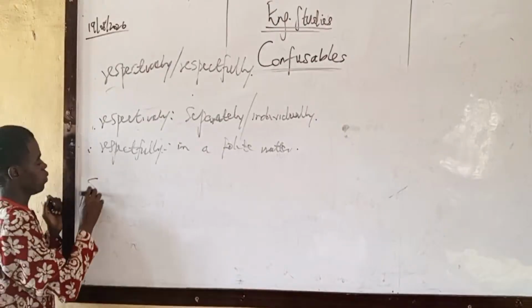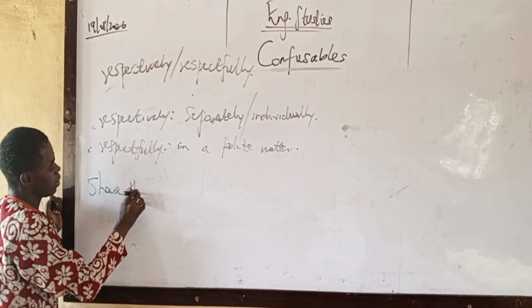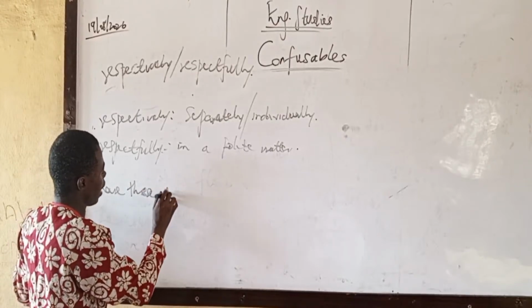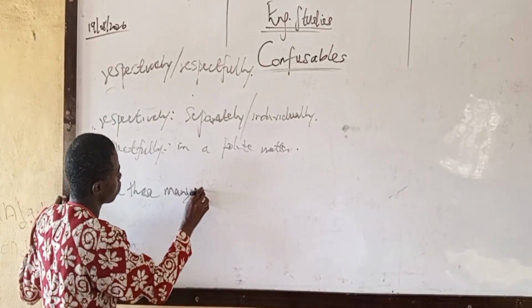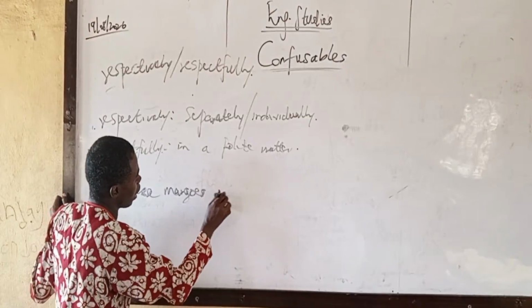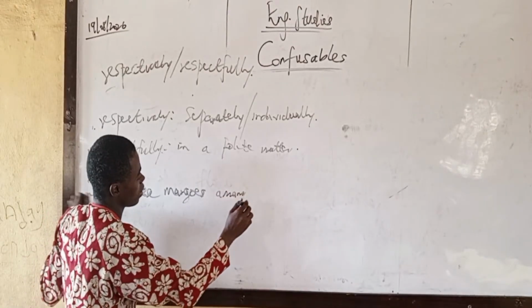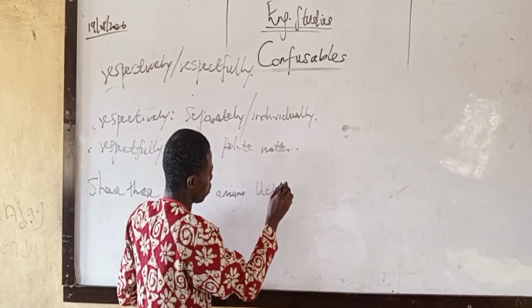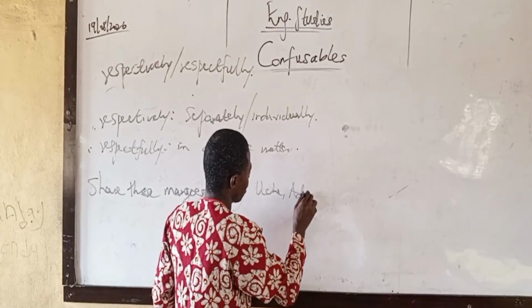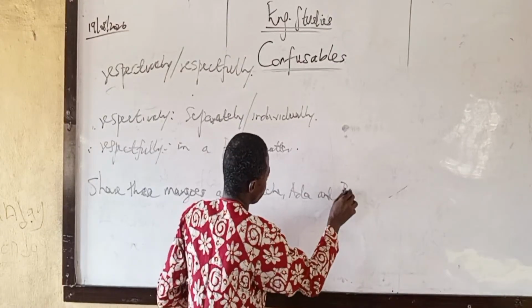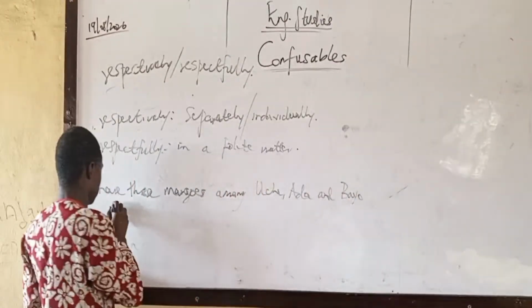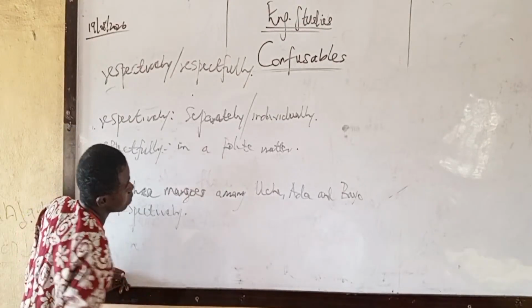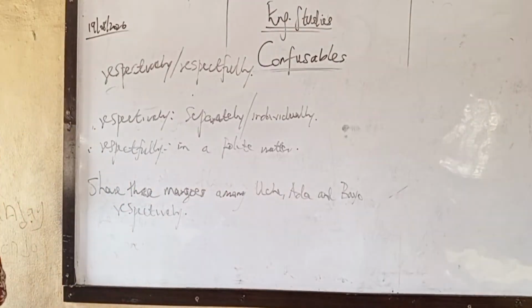Ready? Let's go. Share these mangoes among Uche, Ada, and Bayo, respectively. What does it mean? Among each other, the way they are.